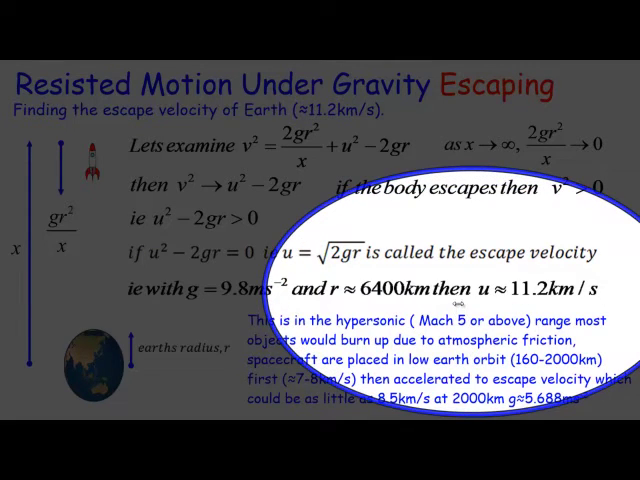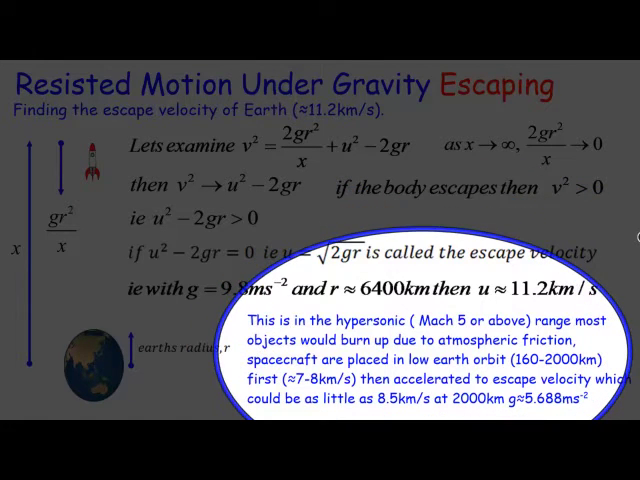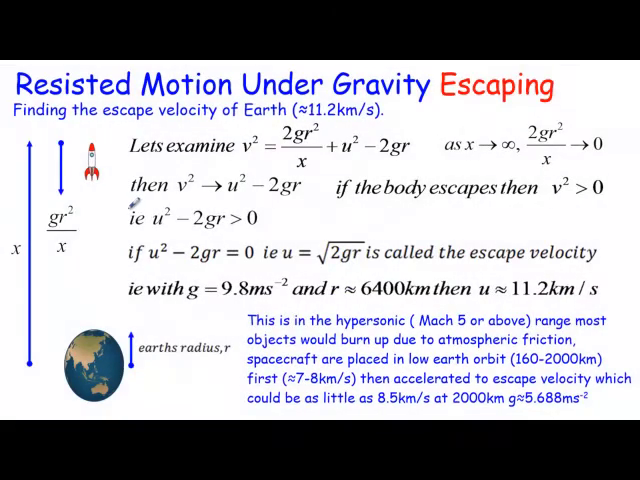This is pretty fast, hypersonic actually, really too quick for the Earth's atmosphere. Things will burn up at that speed. Normally what will happen is you'll put the spacecraft into a low Earth orbit, and it'll be going fairly fast at that stage, and then you just need to accelerate it a bit more once it's up about 2,000 kilometers. I've worked out the gravity at about 2,000 kilometers is only about 5.688 meters per second squared. So that's how it's usually done.